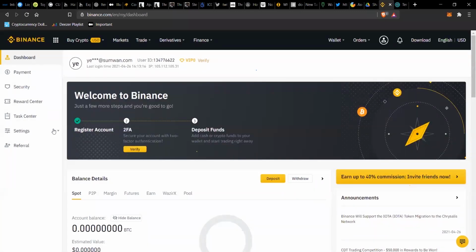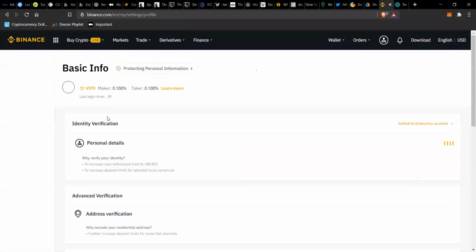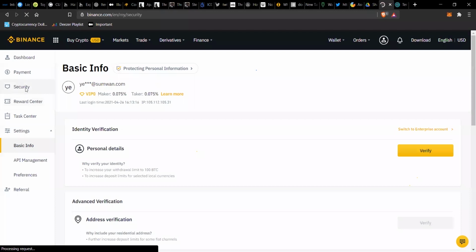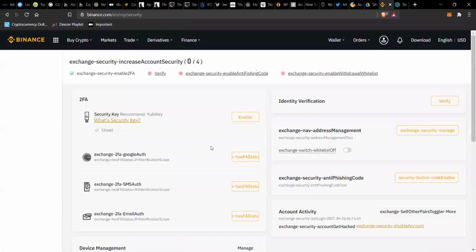And for those that, let's say you've already opened your account before and you did not enable both, all you have to do is go to settings, and then basic info or preferences, and you just enable, sorry, you go to security and you set it up. So you go to security here and you now enable those security features.